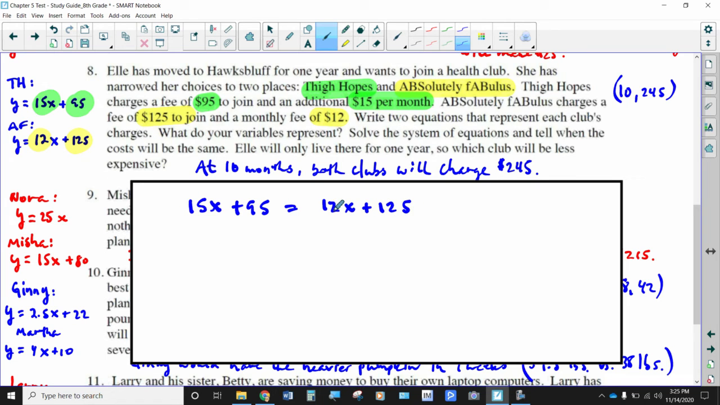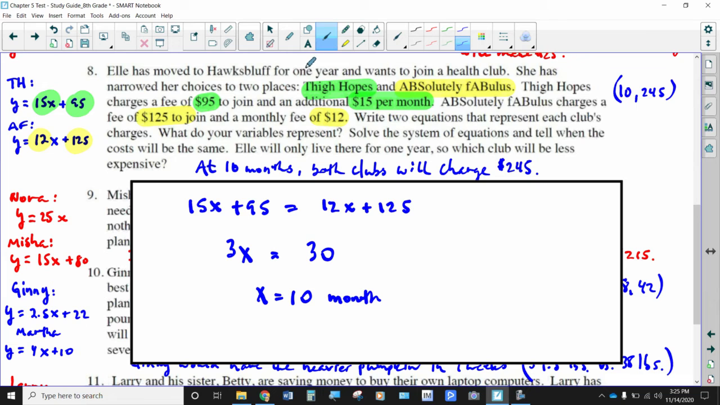So let's subtract 12 X's from each side. Let's take away 95 from each side. And you see that X equals 10. So if she only is a member for 10 months, it's going to be the same cost regardless of which one she chooses to go to.